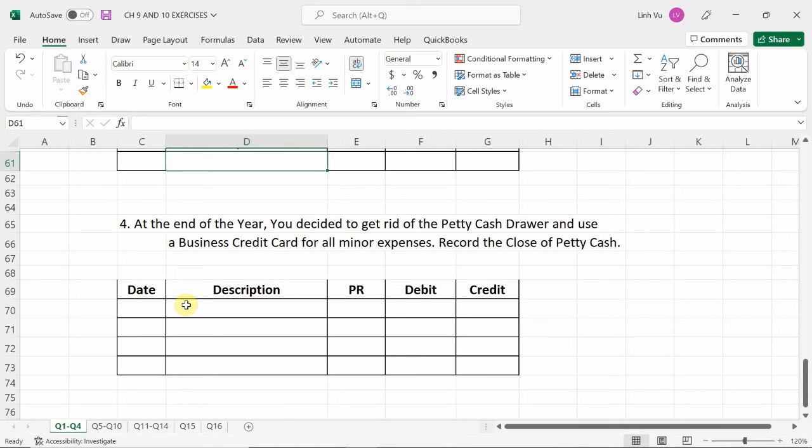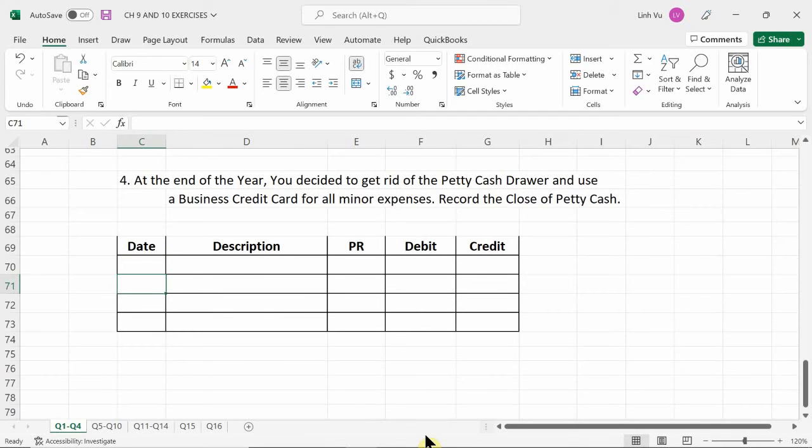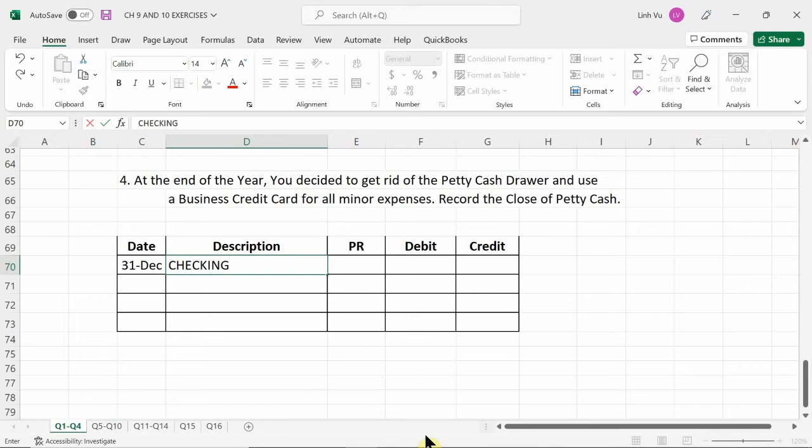Number 4, at the end of the year, you decided to get rid of your petty cash drawer, okay, and start using a business credit card for all minor expenses. Record the close of the petty cash drawer. So, right, if you remember, if it is at the end of the year, so December 31st, and we decide to close out the petty cash drawer, like as if it doesn't exist, where are you going to put that $800? You're not going to pocket that $800. You're going to put that money back into your checking account. Okay, right? You're going to take all that money and deposit to your checking account. And then you're going to credit your petty cash drawer because you no longer have one. It ceased to exist now. And it's for the total amount of $800.